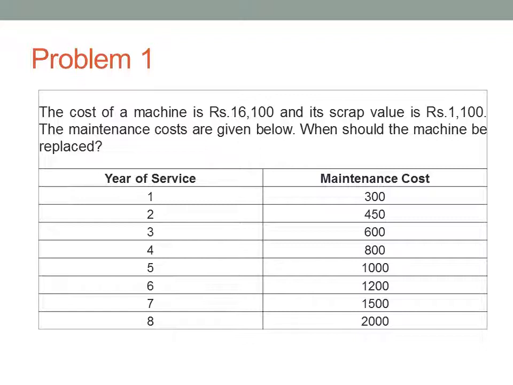Now let's solve a problem in this model 1. The cost of a machine is rupees 16,100 and its scrap value is rupees 1,100. The maintenance costs are given below. When should the machine be replaced? So the initial cost they have given, that is 16,100, is nothing but C in the formula, and its scrap value, that is the selling cost, and they have given the maintenance cost for different years. The maintenance cost is different. So for 8 years they have given 8 different maintenance costs. It is not the same for every year. So with this data we need to find when the machine should be replaced.